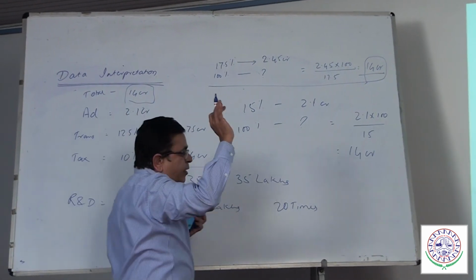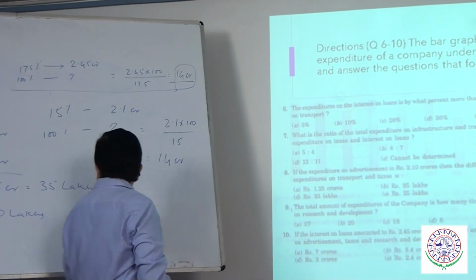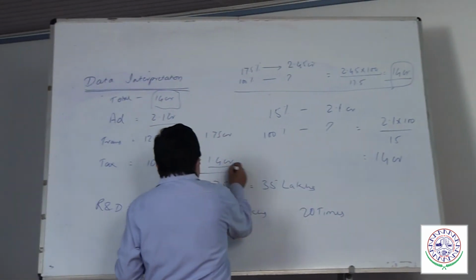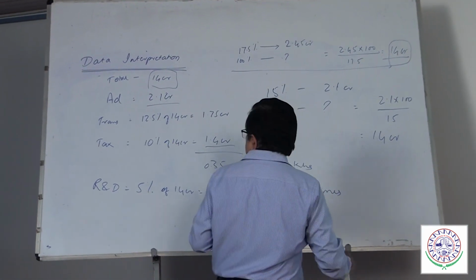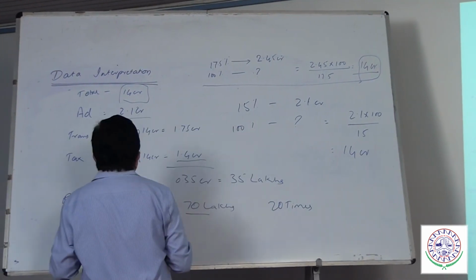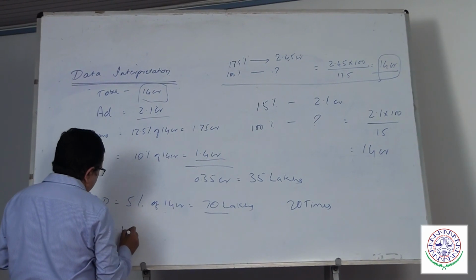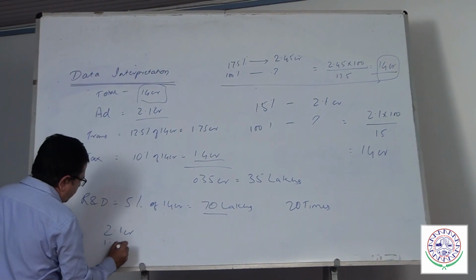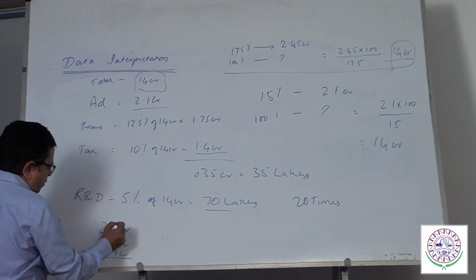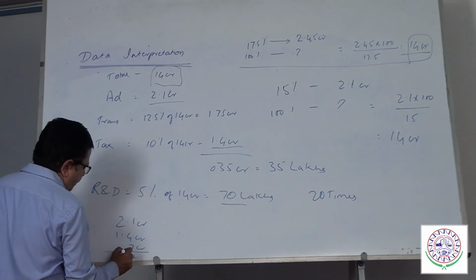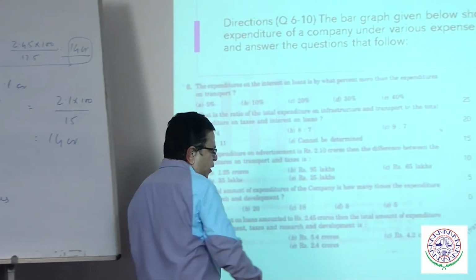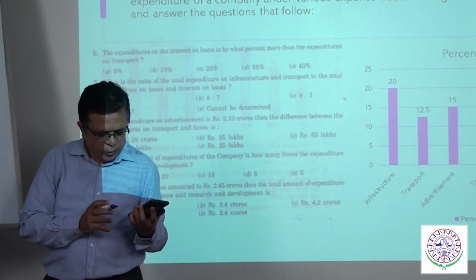So the idea of doing this is to find out whether the total is the same. When the total is the same, then it becomes easier for us. Then what is the amount of expenditure on advertisement? We already know 2.1 crores. Taxes, we already know 1.4 crores. And R&D, we already know it is 70 lakhs. So we just have to total it up. That is 2.1 crores plus 1.4 crores plus 0.7 crores. So it is 4.2 crores. That is your answer.